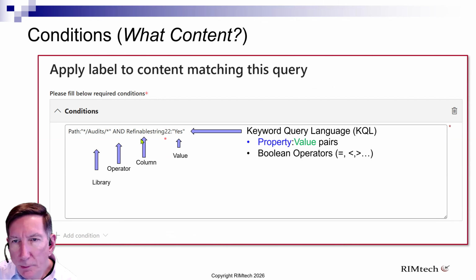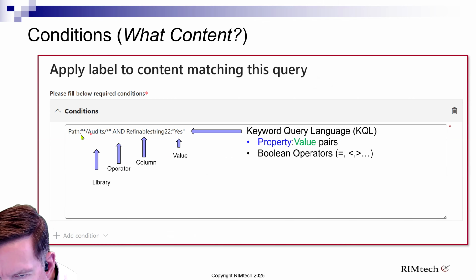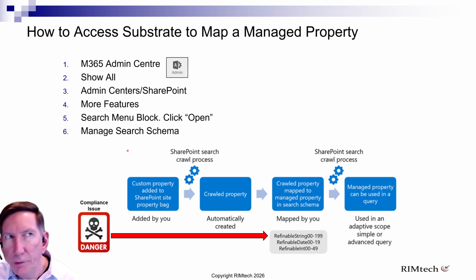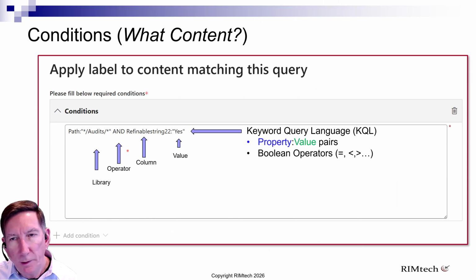Now let's dig in a little deeper and find out why the heck we are typing these weird symbols and this refinable string. Well, that has to do with the guts of Purview itself, or I should say the guts of M365, which is a platform. Let me back up. You have to realize there's a limitation of these auto-apply rules, and that is you cannot identify a column by name, okay? You cannot identify a column by name. You have to substitute it for a refinable string.